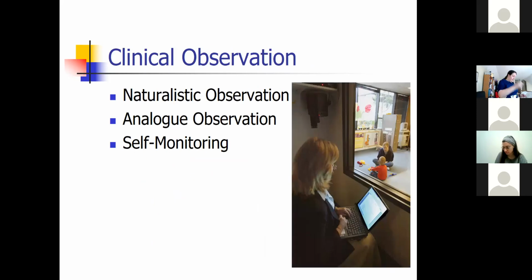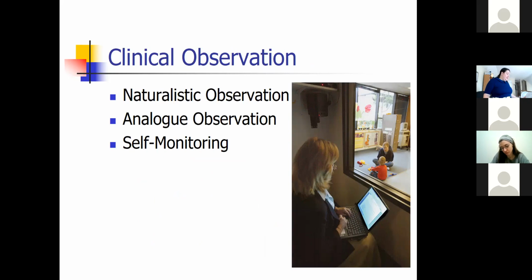All right, then there's clinical observation. This is just used as a way to more directly examine behavior. Here you see someone who's observing a kiddo in a classroom. This is naturalistic observation. You try to observe them in their everyday environment, again behind one of those one-way mirrors, trying to be as unobtrusive as possible.